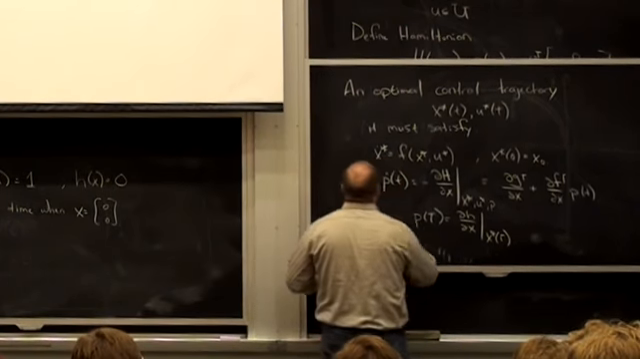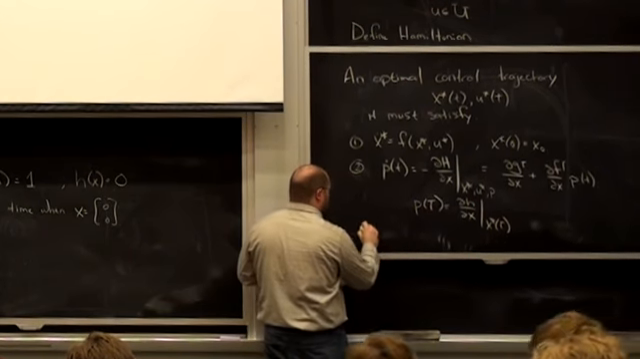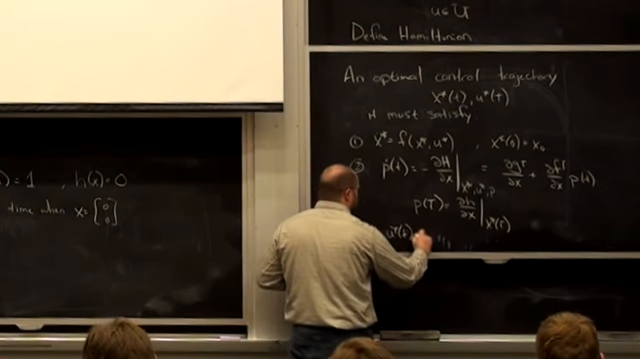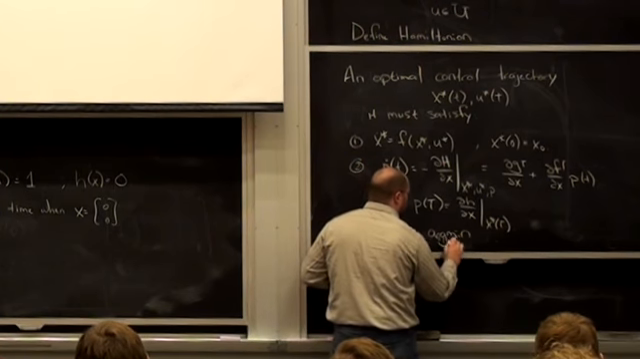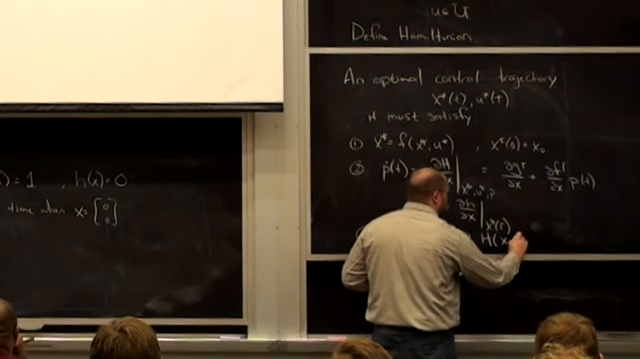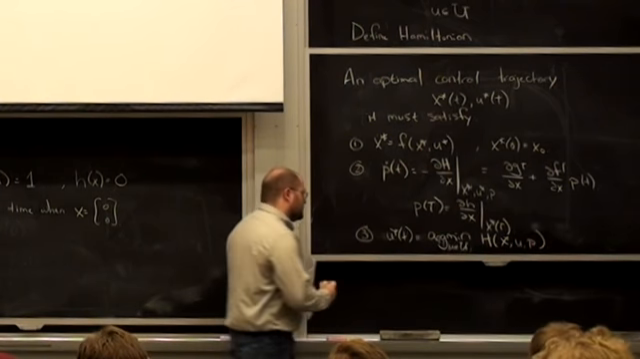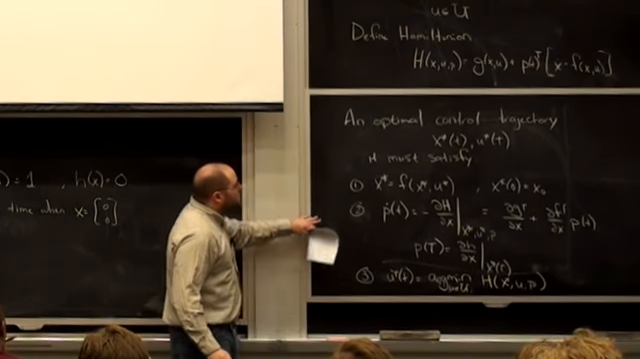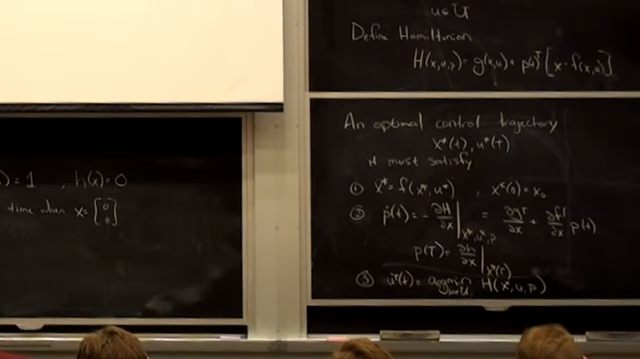One last condition. This is sort of 1, 2, 3. u star of t had better be the argmin over u of H of x star, u, p. Okay, sorry. Got that out. We're going to make sense of it now.